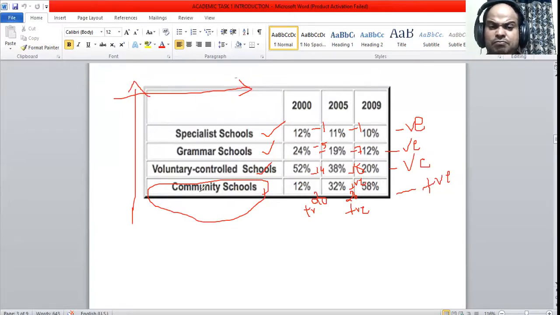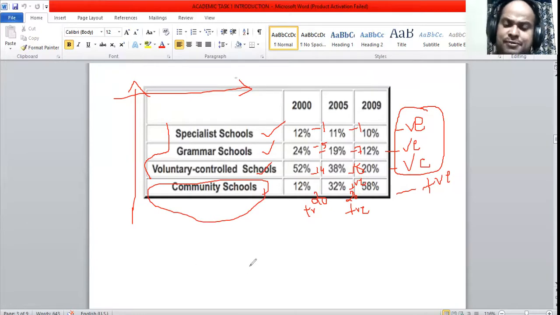So I look at both ways, and I have understood that these three schools, specialist, grammar, and voluntary schools, have a negative trend, a negative growth, whereas community schools have positive growth. So I have understood the trend here.